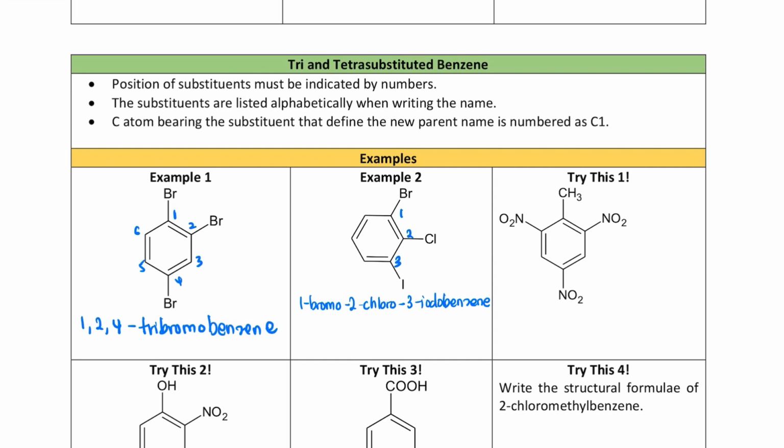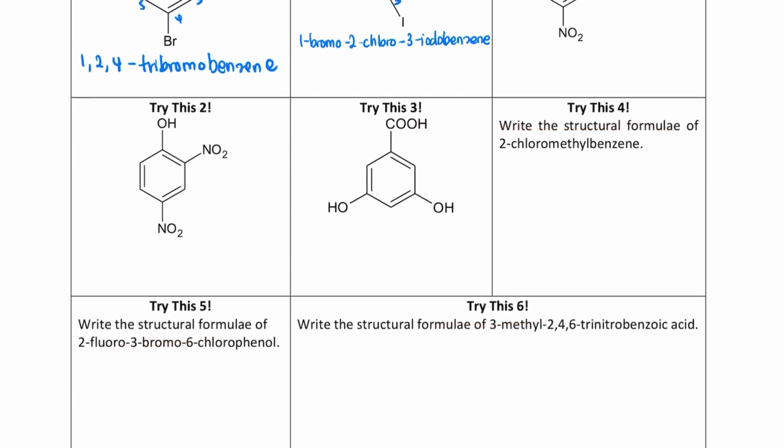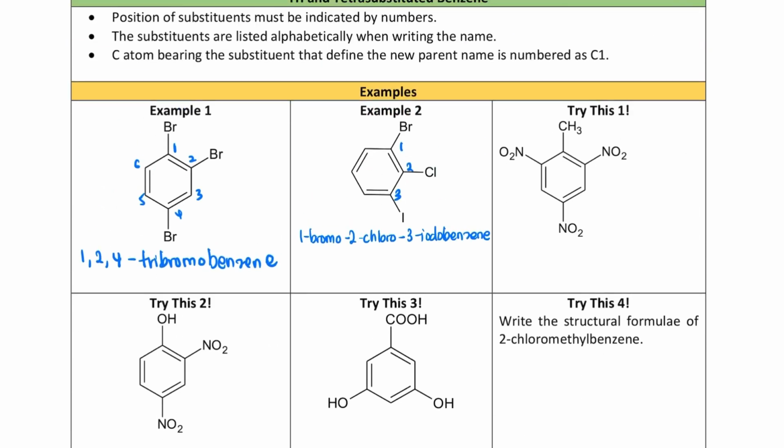Next, example 2. Example 2 pula. Next adalah try this one. For try this one, try this 2, 3, 4 and try this 5, 6 ni saya nak kamu cuba sendiri. Alright. So clue dekat sini dia lain sikit lah. Kita ada 3 different substituent. Sama je, NO2, NO2, NO2 dengan CH3. So antara dua jenis substituent ni yang mana lagi tinggi priority, that one will be the parent.